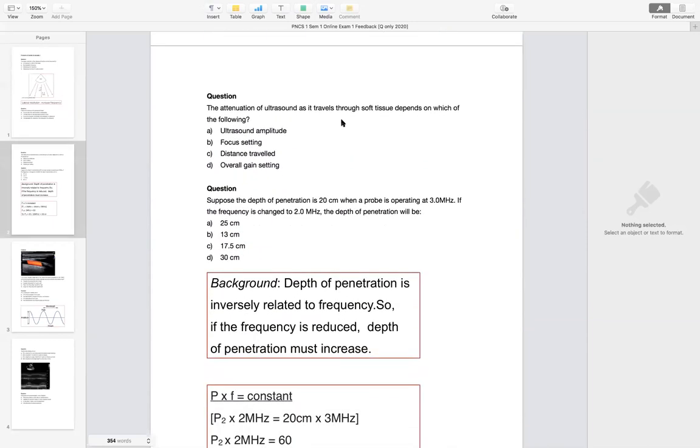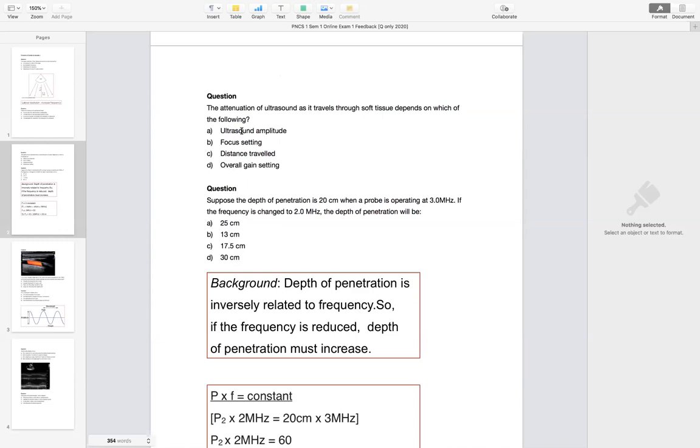The next question. The attenuation of ultrasound as it travels through soft tissue depends on which of the following? Ultrasound amplitude, focal setting, distance traveled, overall gain setting. Well, again, I'm sure there's a couple that you can pretty quickly see aren't related to this. Attenuation is not related to gain settings, and it's not really related to the focal point. Focus settings really, that's related to the clarity of the image.